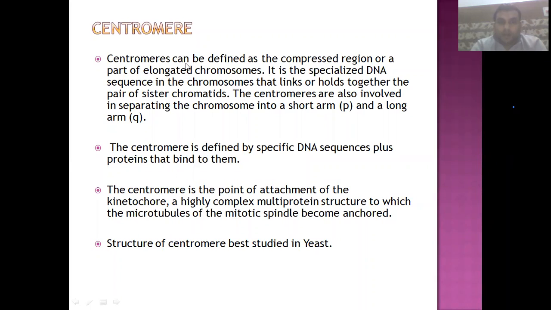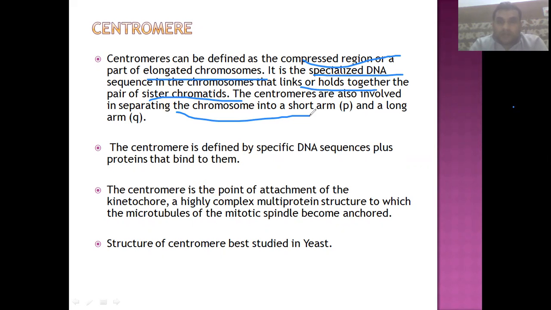A centromere, we all know, can be defined as the compressed region or part of the elongated chromosome. It is a specialized DNA sequence in the chromosome that links or holds together the pair of sister chromatids. The centromere is also involved in separating the chromosome into short and long arms. The short arm of the chromosome is denoted by P and the long arm is denoted by Q.